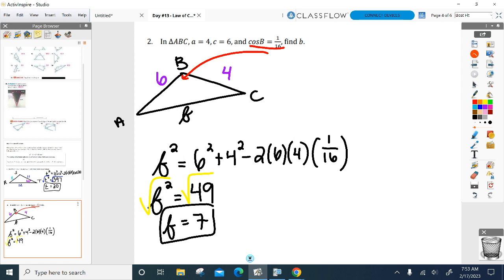All right? Is everyone all right here? Getting it on their calculator? Spence, you good? I got 55. 6 squared plus 4 squared minus 2 times 6 times 4 times 1/16. Not cosine 1/16, just 1/16. Set up number 3. All right, darn right you did.